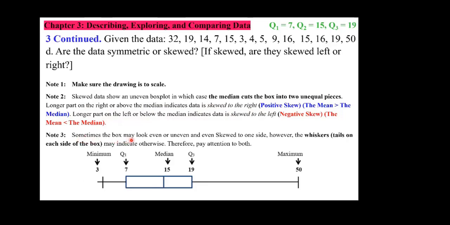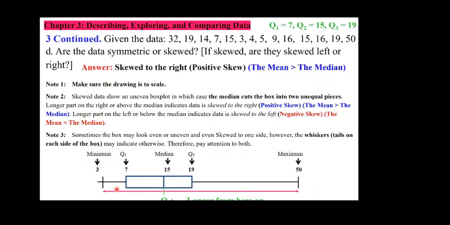Finally, sometimes the box may look even or uneven, and even skewed to one side. However, the whiskers, tails on each side of the box, may indicate otherwise. Therefore, pay attention to both. So take a look at this case. Here's your Q sub 2. As you can see, this is way longer than this one, and therefore it is skewed to the right, or it's positively skewed. And that's the key that you want to pay attention to.